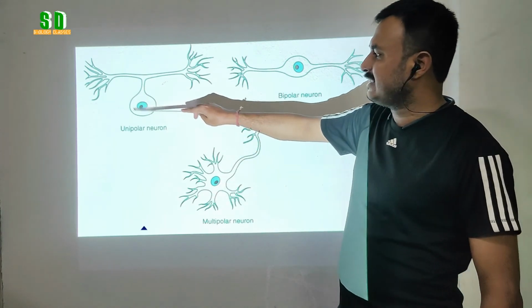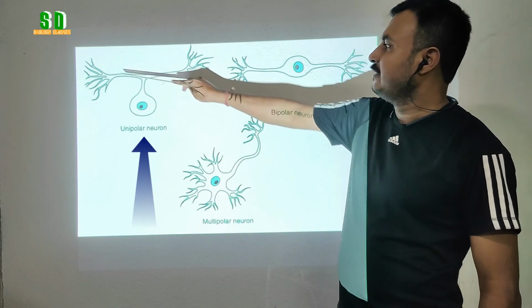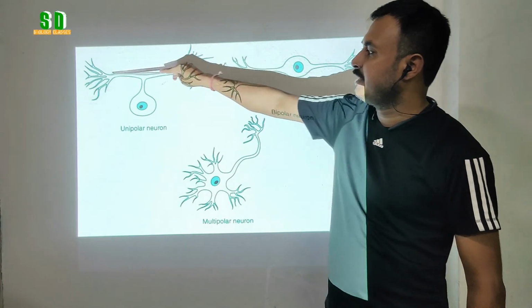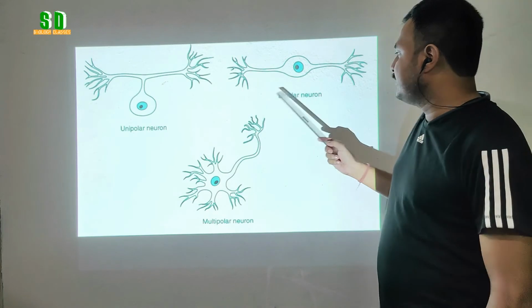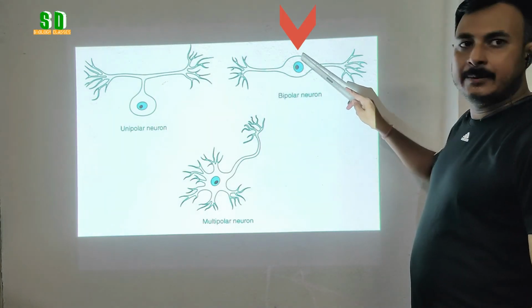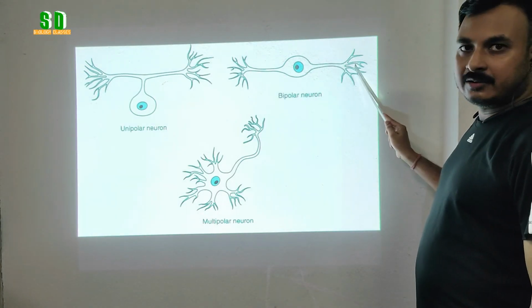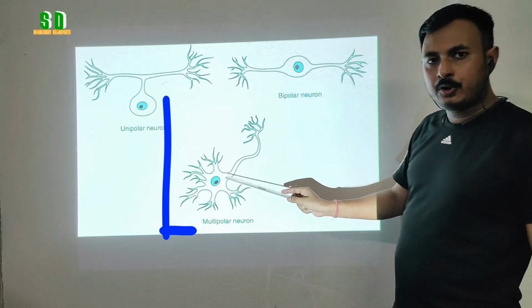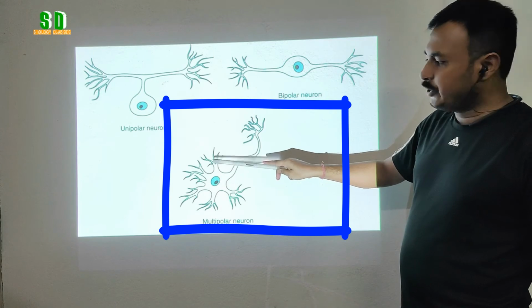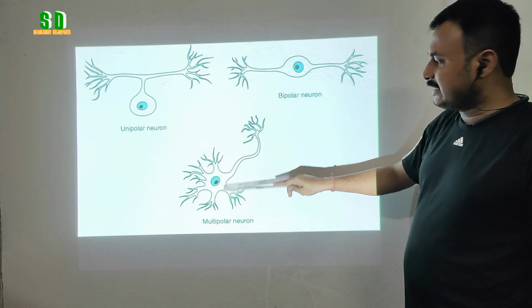Now see, this unipolar, bipolar and multipolar neuron. In unipolar neuron, there is a single cell body and there is a long processed axon. There is a single axon. There is no dendrites or dendron. See, in bipolar neuron, there is a single cell body with a processed dendron and a single axon. In case of multipolar neuron, you can see that a cell body with more than two dendron or dendrites and a single axon.